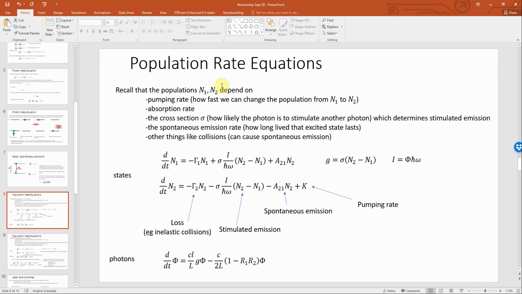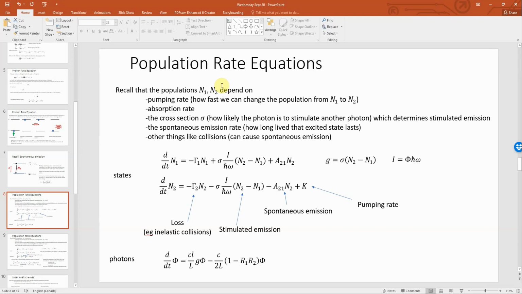It also depends on the cross section, so how likely it is for a photon to stimulate another photon to drop back down from N2 to N1. That determines stimulated emission. And it also depends on the spontaneous emission rate. So I talked about how likely we are to absorb from the pumping photons, how likely we are to interact with other photons, and also how likely it is that this excited state N2 drops down to N1, like we just saw in the previous slide.